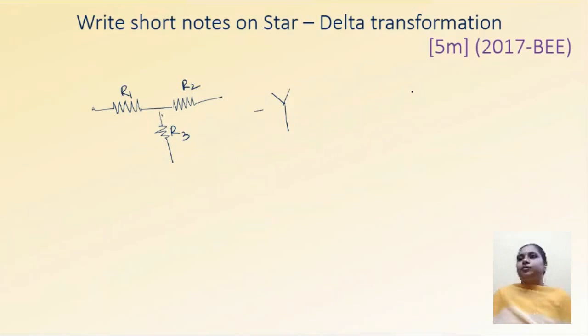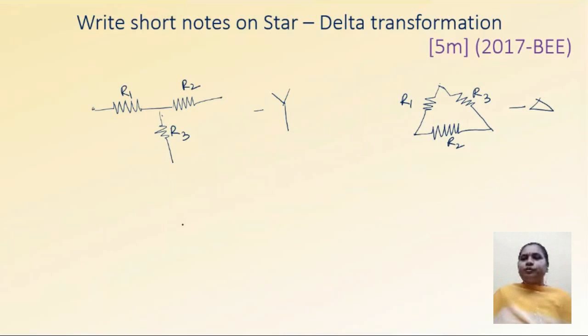Now, delta connection is a triangle shaped connection. When three resistors are connected in such a way that one end of one resistor is connected to another end of another resistor. Like here you can see this is R1, R2, R3. Resistor R1's one end is connected to R2 and the other end is connected to R3. Similarly for R3, one end is connected to R1 and the other end is connected to R2. This connection is known as delta connection and it is represented with the symbol triangle.